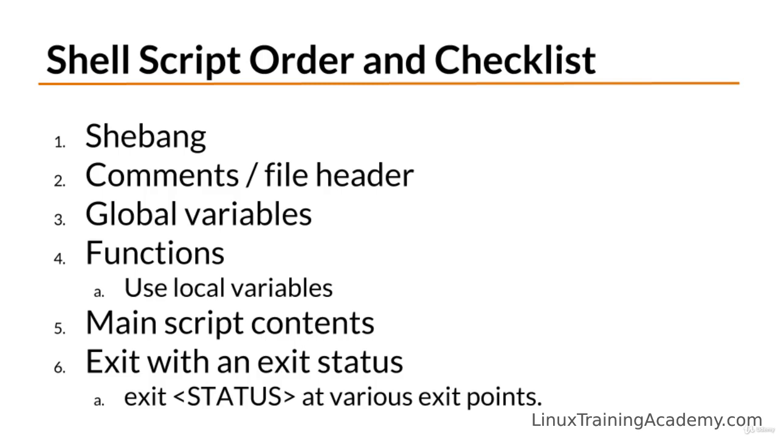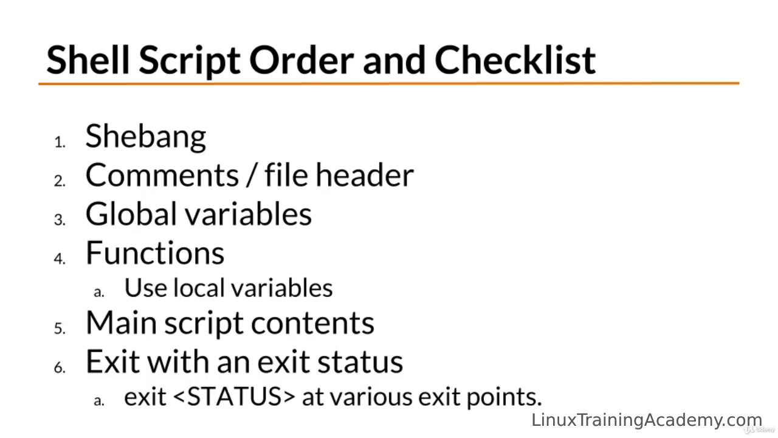If you're going to be using global variables in your script, they should come next unless their value cannot be determined until a later point in your script. Functions should come next. Group all of your functions together following the global variables. Within your functions, be sure to use the local keyword when defining variables that are local to the function. Following the function section, the main portion of your shell script begins. Finally, remember to explicitly use an exit status.